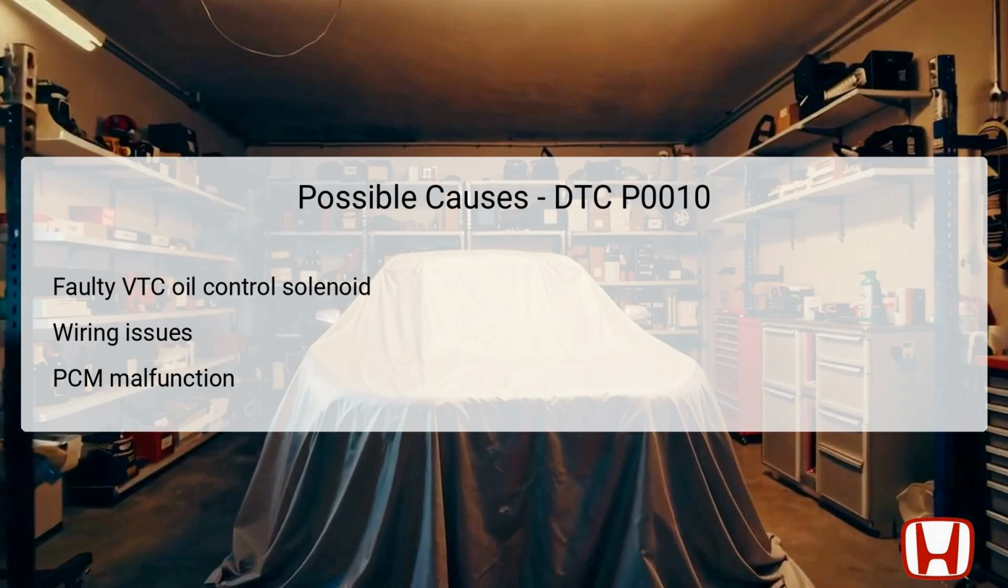Second, wiring issues can hinder the communication between the solenoid and the PCM. This includes damaged wires, poor connections, or corrosion at the connectors. Third, a malfunctioning PCM itself may not be sending proper signals to the solenoid, leading to this diagnostic trouble code. Understanding these possible causes is crucial for effective troubleshooting, as each of these issues can prevent the VTC system from functioning correctly, resulting in suboptimal engine performance.